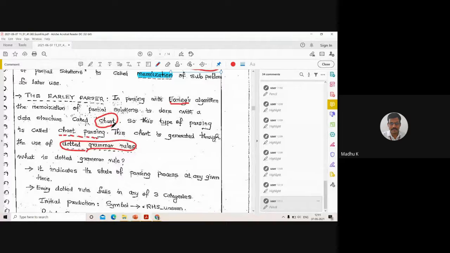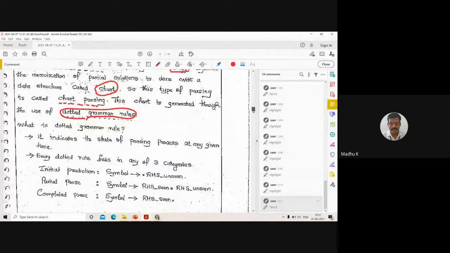How can we create the chart, or how can we create the partial solution? We can use dotted grammar rules. So what is a dotted grammar rule? It indicates the state of the parsing process at any given time.